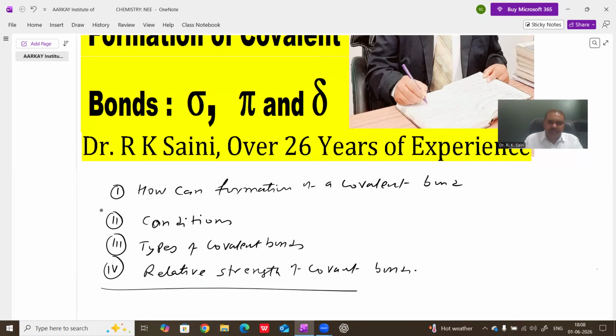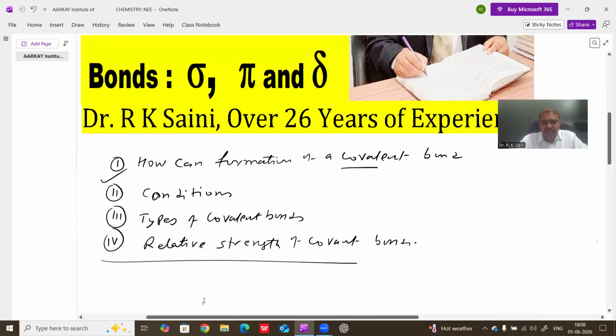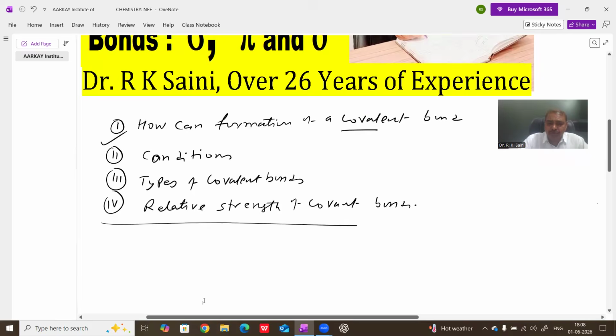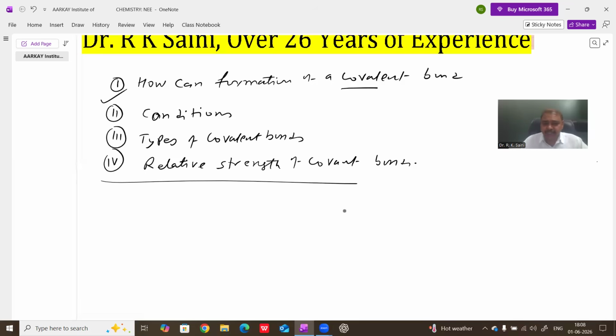So first, I will discuss formation of a covalent bond. Covalent bond is formed by the overlapping of orbitals which contain unpaired electron in proper orientation. And orbitals may be atomic or may be molecular orbitals which contain unpaired electron and take part in the process of overlapping.